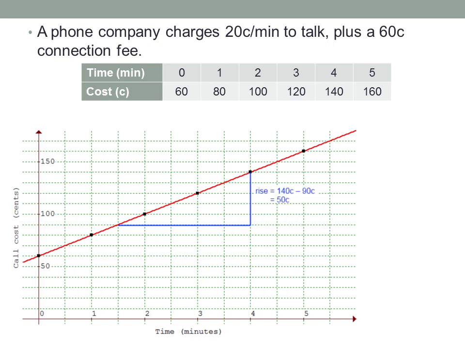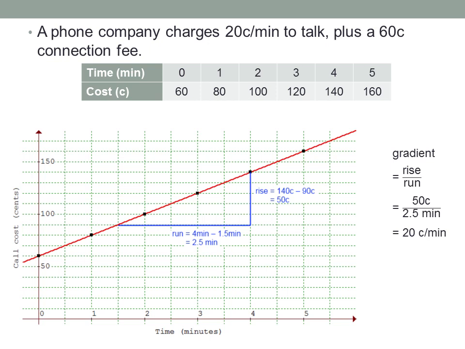How far does the graph rise between these 2 points? It goes from 90 to 140, which is a rise of 50 cents. How far does it run? It goes from 1.5 to 4, a run of 2.5 minutes. Okay, so let's calculate the gradient, rise over run, which is 50 cents over 2.5 minutes. That's 20 cents per minute. What does the gradient represent here? It's the rate at which the call is being charged.